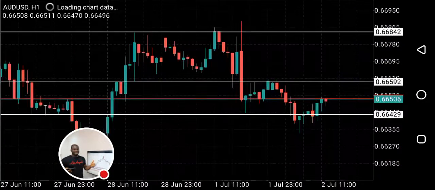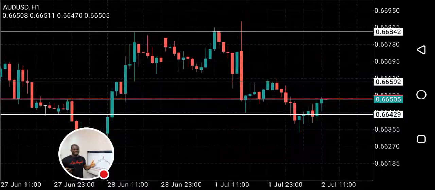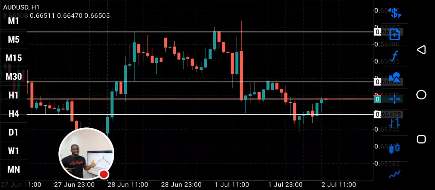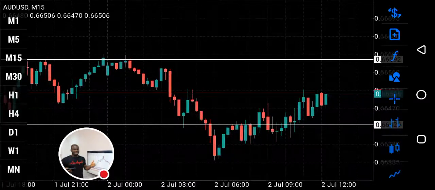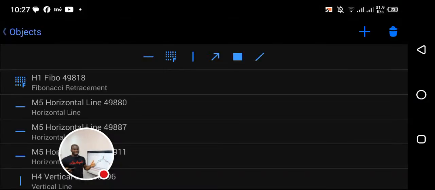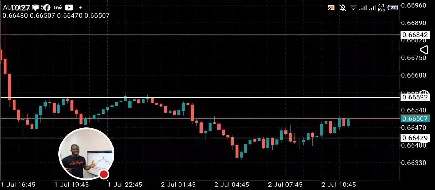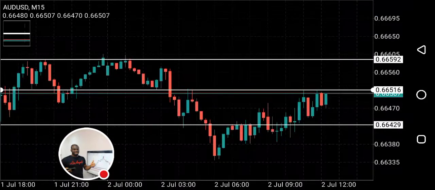Let's see the 1 hour time frame. Okay, so liquidity was cleared. Let's see on 15 minutes if there's a shift in market structure. Shift in market structure should occur at this level. So that level has not been broken.